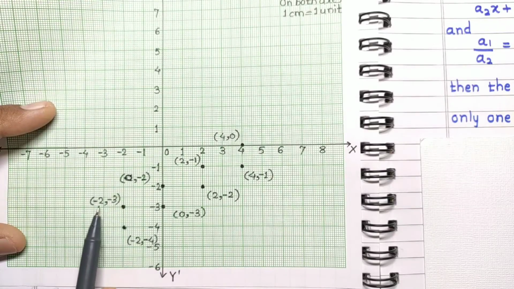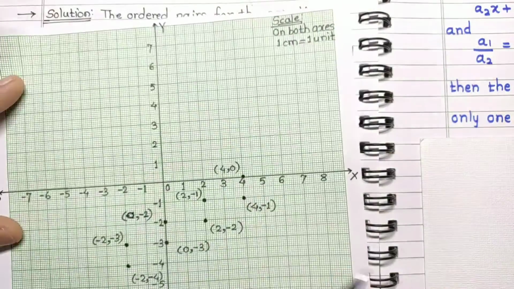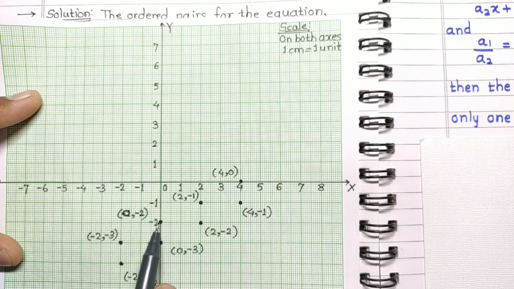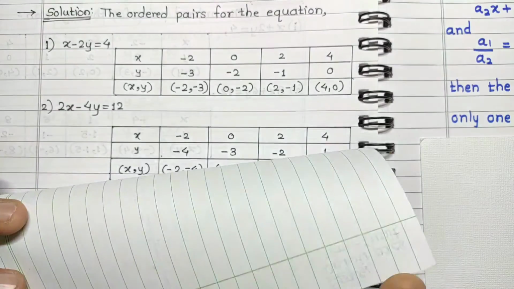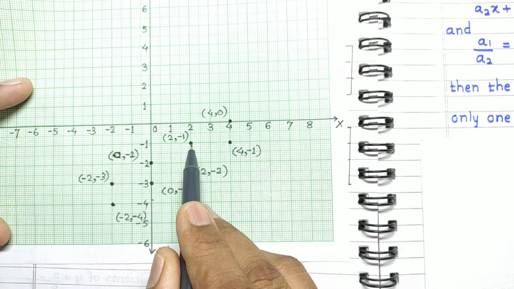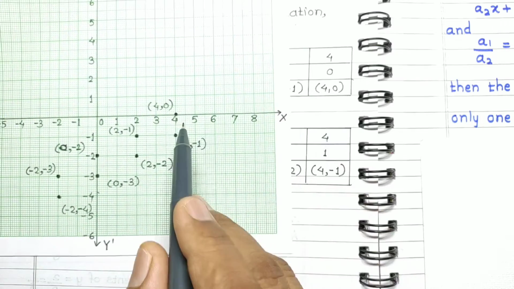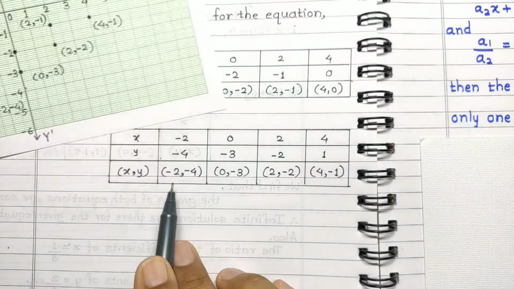See, it is in third quadrant, minus 2, minus 3. Then next one is 0, minus 2. The point 0, minus 2 is here on the negative y-axis. Then next one is 2, minus 1. Point 2, minus 1 lies in the fourth quadrant, and next one is 4, 0, which lies on x-axis. Okay.